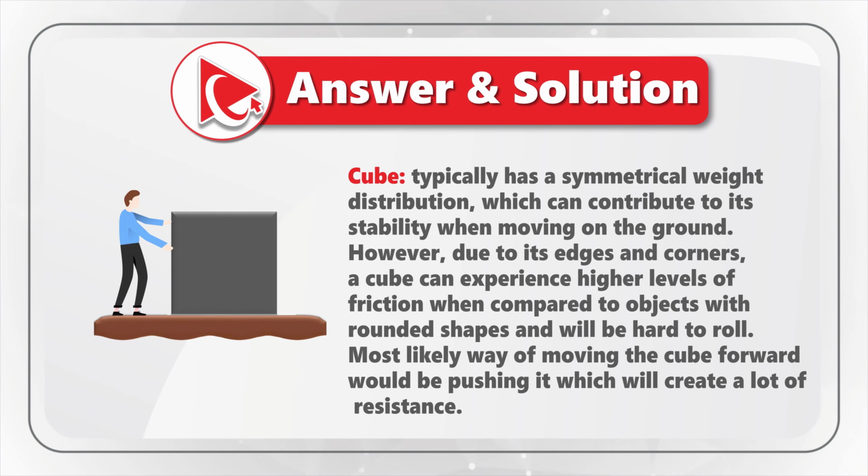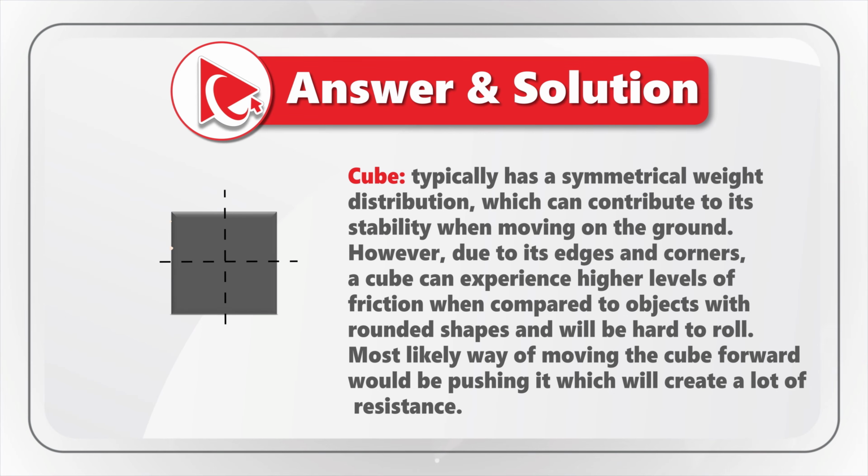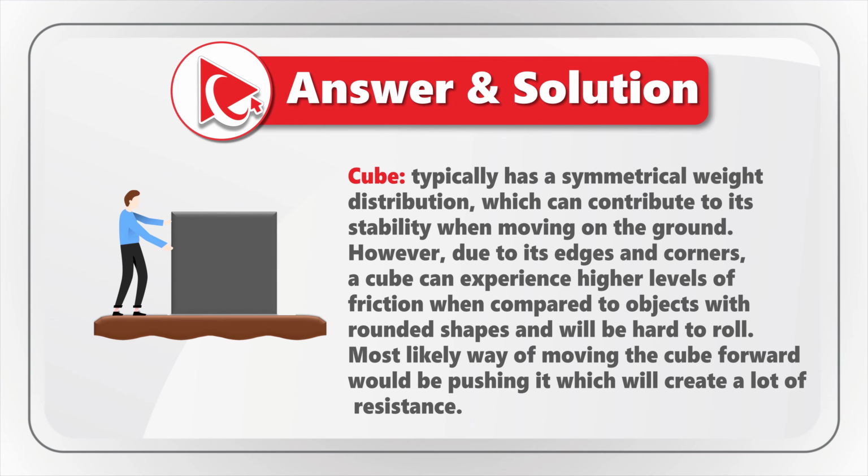Let's start with the cube. Cube typically has a symmetrical weight distribution, which can contribute to its stability when moving on the ground. However, due to its edges and corners, a cube can experience higher levels of friction when compared to objects with rounded shapes and will be hard to roll. Most likely way of moving the cube forward would be pushing it, which will create a lot of resistance.